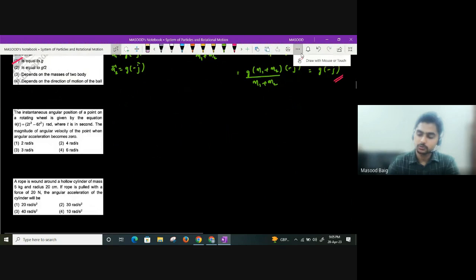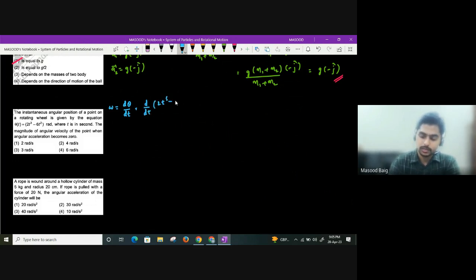In this question, they are asking us to find out, the instantaneous angular position is given, the magnitude of angular velocity of the point when angular acceleration becomes zero. So if angular position is given, what is angular velocity? Rate of change in angular position, which I can write as d by dt of 2t cube minus 6t square. So directly I'm doing differentiation here, guys. You will get it as 6t square minus 12t. Now you know angular velocity. How will you find angular acceleration? It is d omega divided by dt. So I can write it as d by dt of 6t square minus 12t. If I do differentiation, I'll get it as 12t minus 12.